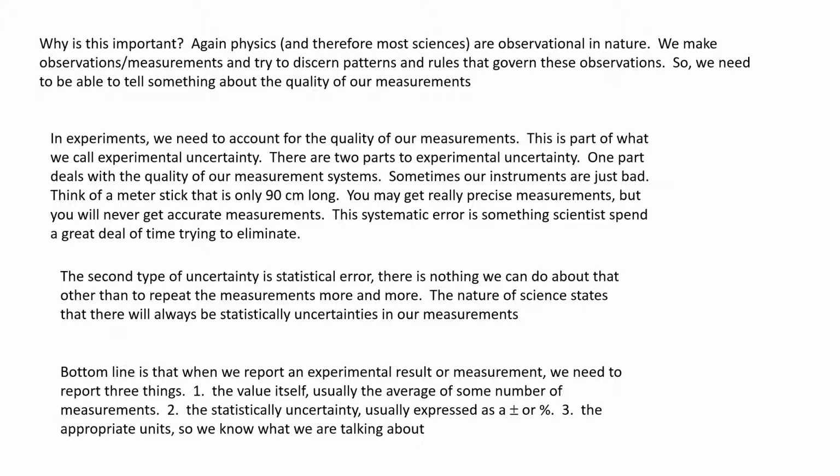The bottom line is that when we report an experimental measurement or result, we need to report three things. 1, we need to report the value itself. That's usually going to be the average of some number of measurements, or in rare cases, a single measurement. 2, we need to indicate the statistical uncertainty, either expressed as a plus or minus or a percent. Either way is acceptable. And 3, we need to have the appropriate units so we know what we're really talking about.